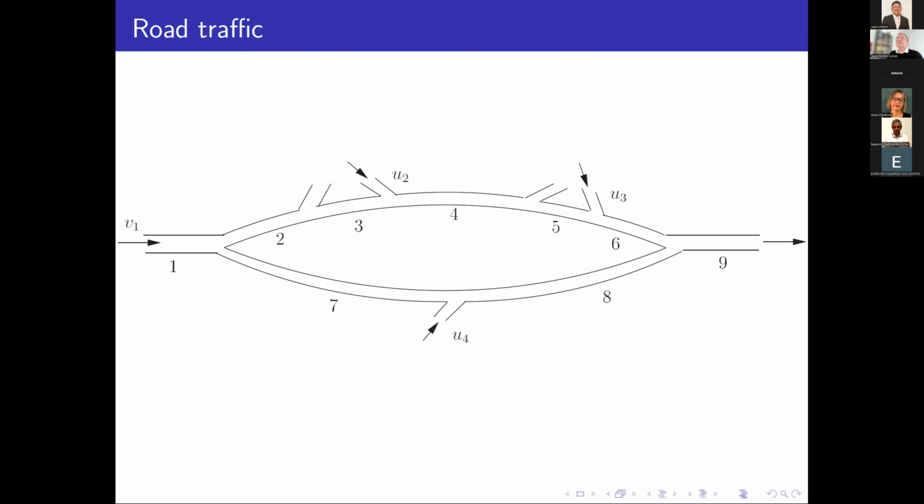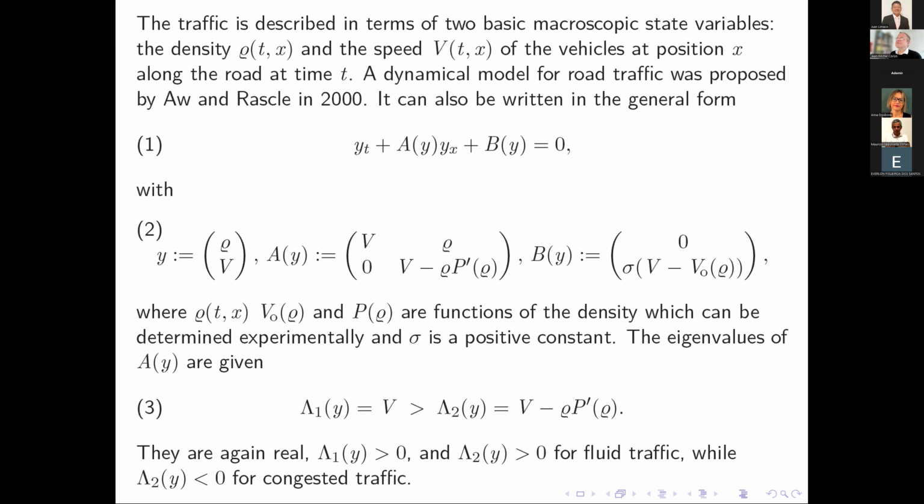Another example, there is the road traffic, and it can be modeled by, there are many possibilities, but one which is very classical is the Aw-Rascle model, which was found in 2000. Then you have again y_t plus A(y) y_x plus B(y) is equal to 0. y has two components, rho and v. Rho is the density of the cars, v is the velocity of the cars, and A(y) is this matrix which is given in equation 2.